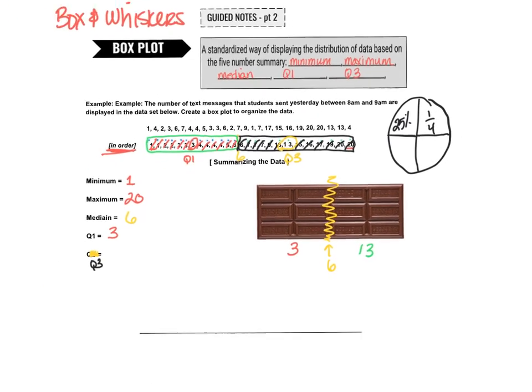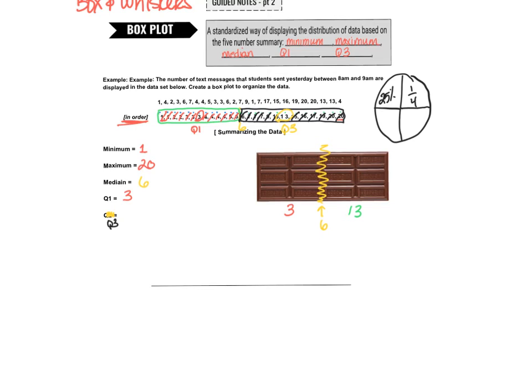So let's start making our box plot. The first thing we're going to do is create our number line. And so the highest number is 20, the lowest number is 1. So 1, 2, 3, 4, 5, 6, 7, 8, 9, 10, 17, 18, 19, 20.